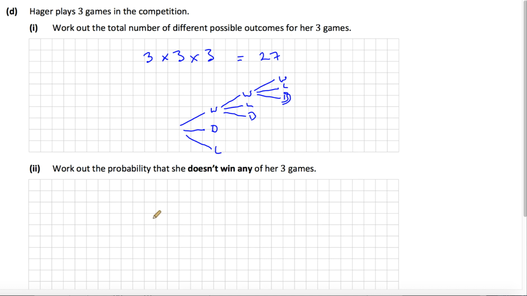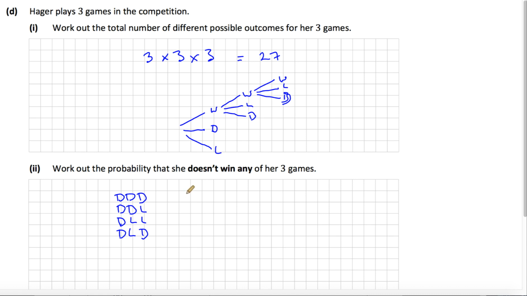And finally, D part 2, work out the probability that she doesn't win any of her 3 games. Well, if she doesn't win, we could list all the ways that could happen. So she could draw, draw, draw. She could draw, draw, lose. She could draw, lose, lose. She could draw, lose, draw. I think that's all the options now, beginning with draw.